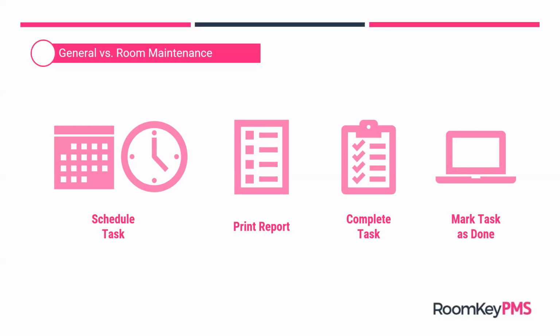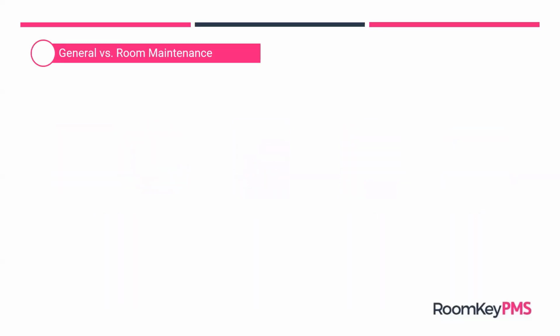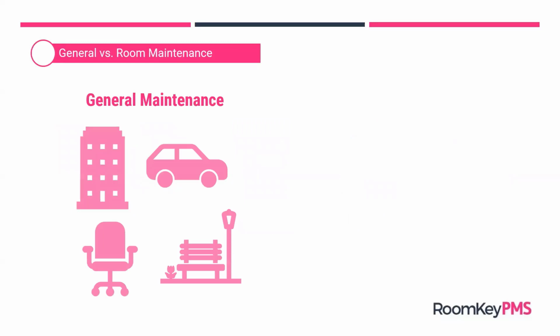The difference comes when it relates to what the task is related to. So for general maintenance, we're going to be talking about anything that has to do with the property, the hotel itself. It could be any office areas, any common areas within the hotel, as well as the surrounding grounds like a parkade or any landscaping surrounding the hotel. So those are all general maintenance items, and they're very customizable to suit your property and business needs.